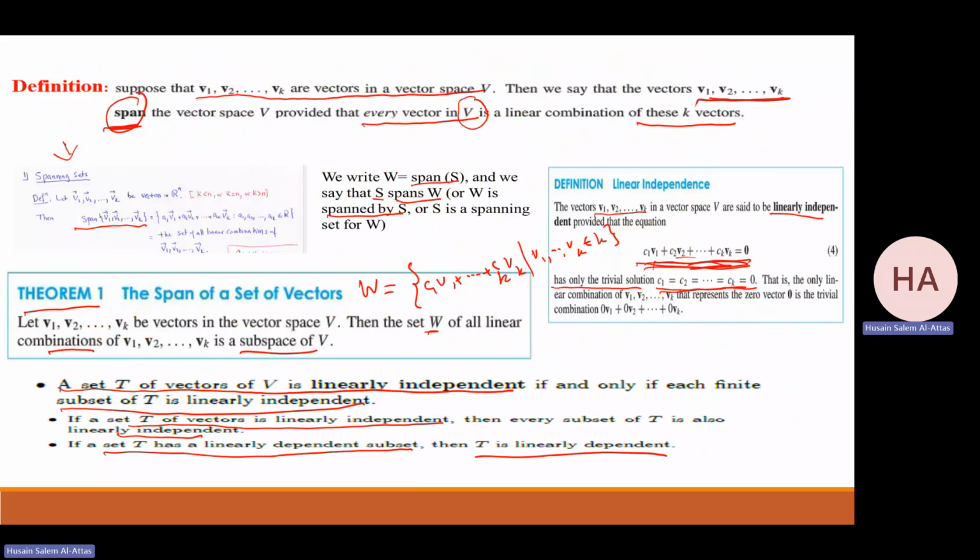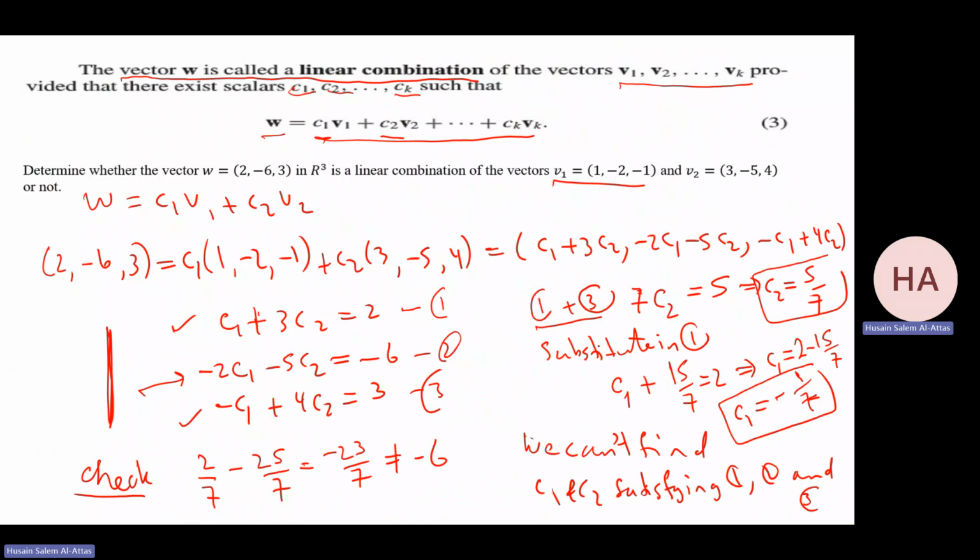Bismillahirrahmanirrahim. We'll continue doing 4.3. Let me just revise what we have in 4.3. We have the definition for linear combination. When we say W is a linear combination of vectors, it means there are scalars, so that C1 V1 plus C2 V2 plus and so on plus CK VK is equal to W.